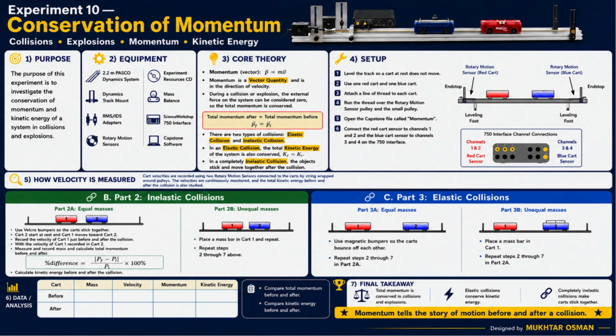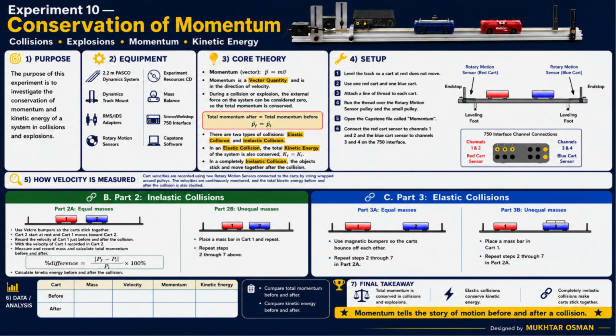3. Core theory. Momentum. 1. Momentum is a vector quantity. 2. Momentum equation: p equals mv. 3. Momentum is a vector quantity and is in the direction of velocity. Conservation of momentum. During a collision or explosion, the external force on the system can be considered zero, so the total momentum is conserved. Main relation: total momentum after equals total momentum before, p vector f equals p vector i.